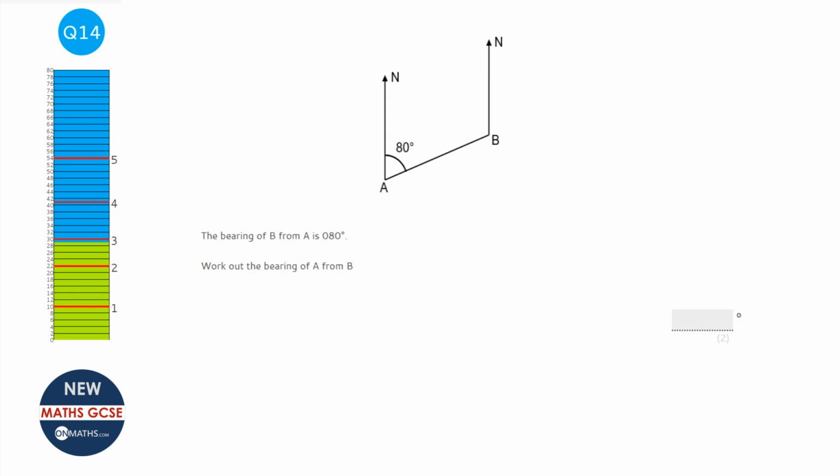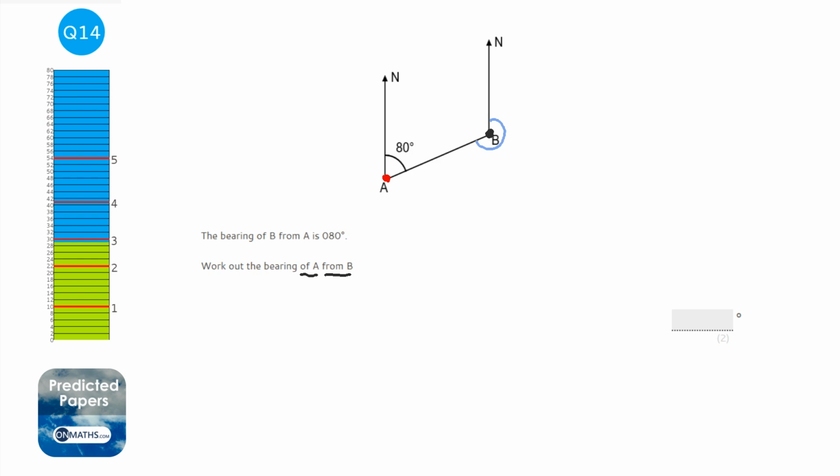At first glance this seems like a really easy question. It seems like the answer will just be 80. But we've got to understand the way that bearings are written out. It says work out the bearing of A from B. It means that we are at B and we're trying to find where A is in relation to B. So the actual question is asking you for this angle here. Now don't forget, bearings are the angle going clockwise from north.